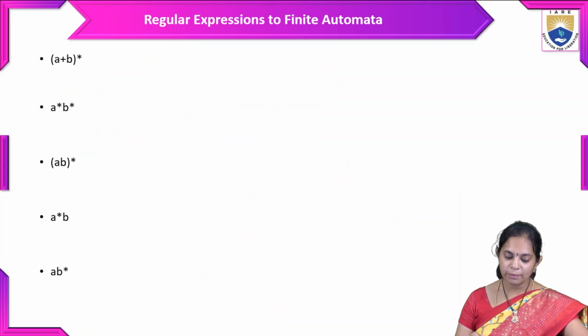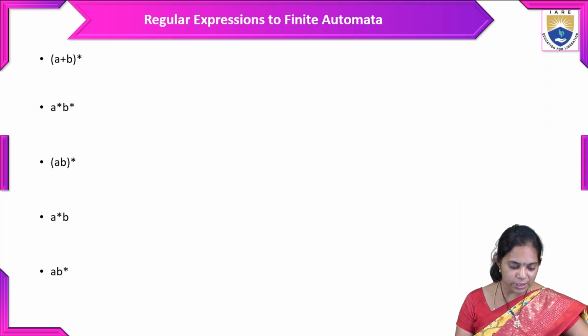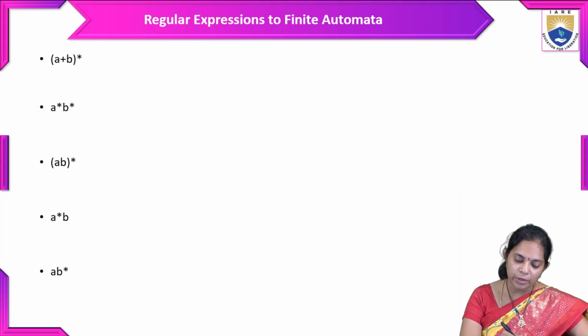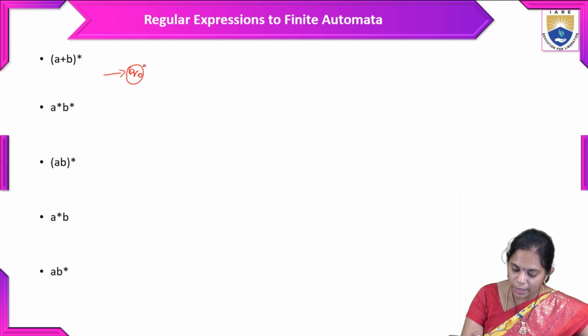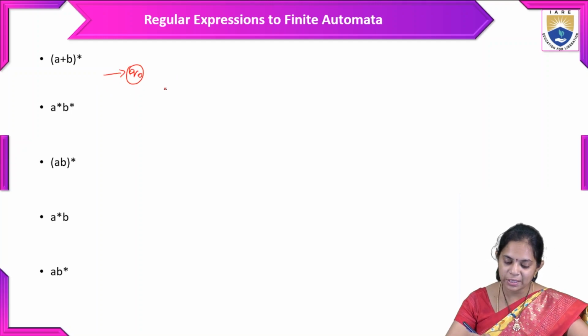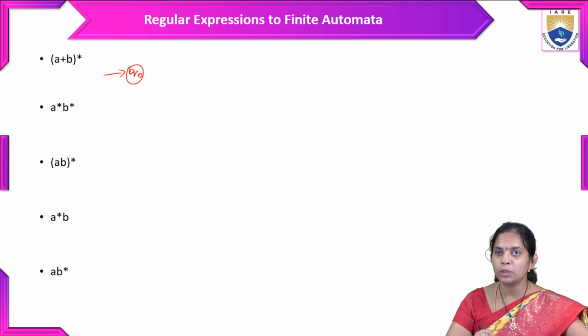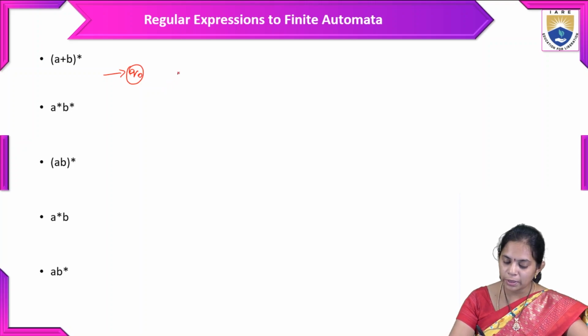I'll take one more example. So (A+B)*. Here A+B we already have, so A+B is equal to Q0. First we need to write the initial state, and for the two input symbols we need to give a next state. So QF, the final state, is there.